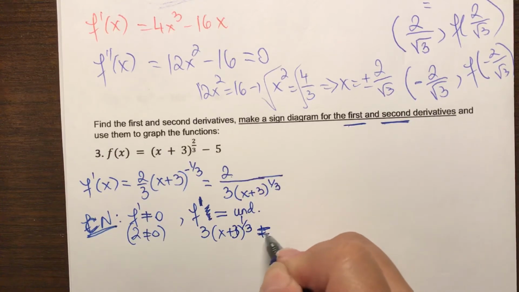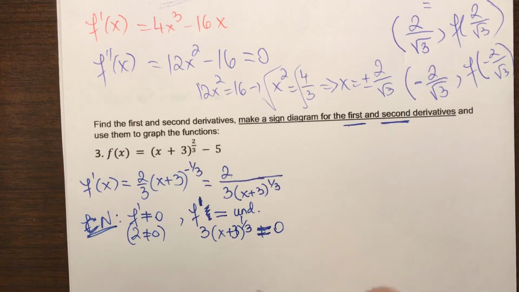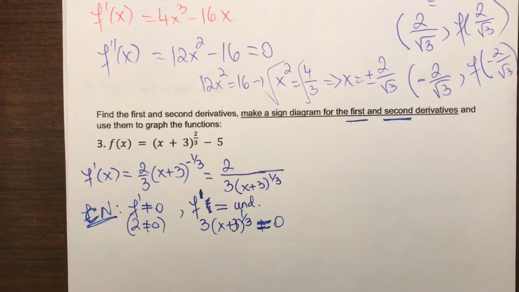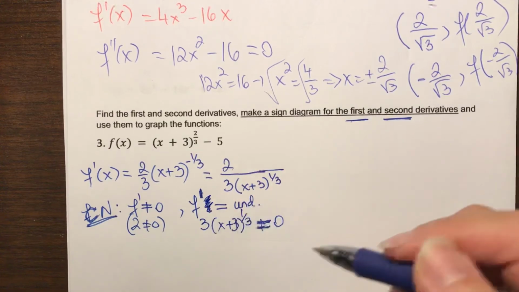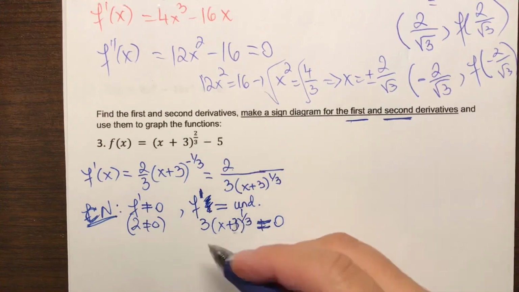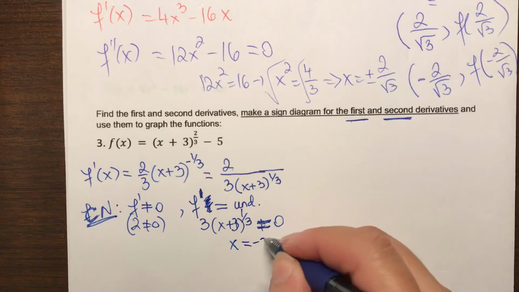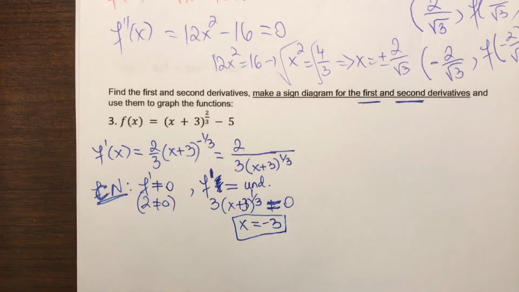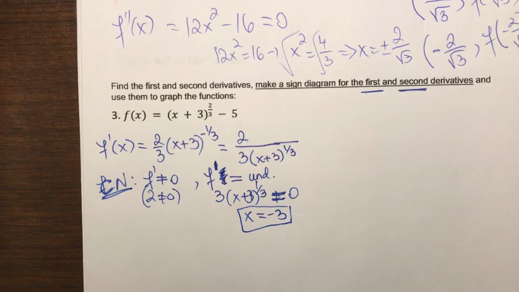So when is the bottom 0? I keep always wanting to say the bottom cannot be 0, sure enough. But if it's 0, it makes the derivative undefined. So when is this 0? If x is negative 3. So this is a critical number. Okay. Now let's make a sign diagram.